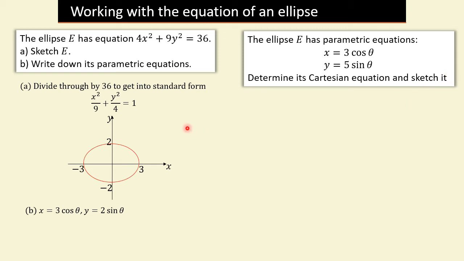Let's have a look at the next one. So the ellipse has got these parametric equations. Determine its Cartesian equation and sketch it. Well, we should know that in the x direction it's still going to go through 3 and minus 3 because it's 3 cos theta, and in the y direction it should go through 5 and minus 5 because that's the sine theta bit. Again, I'll give you a second to have a think about what the Cartesian equation is. So if you want to pause now, have a look back at the last question, pause now if you want to have a think about that.